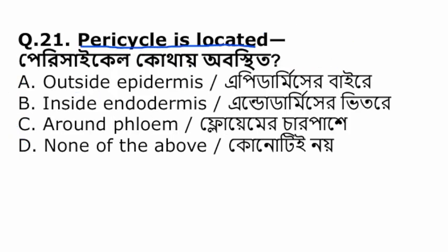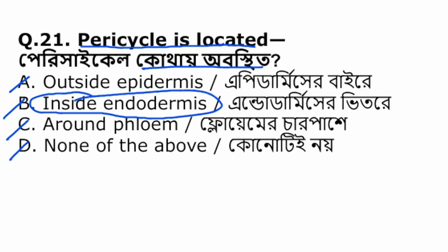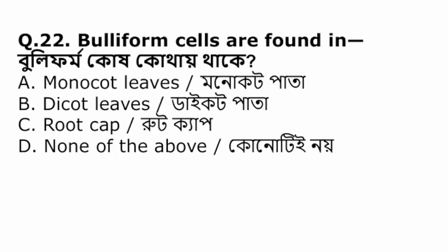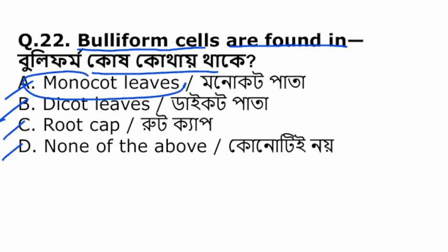Pericycle is located. Pericycle কোথায় উপস্থিত? Outside epidermis, inside endodermis, around phloem, or none of the above. The pericycle is present inside endodermis. Endodermis এর মাঝখানে থাকে. Bulliform cells are found in. Bulliform cell কোথায় থাকে? Monocot leaves, dicot leaves, root cap, or none of the above. Bulliform cells are found in monocot leaves.